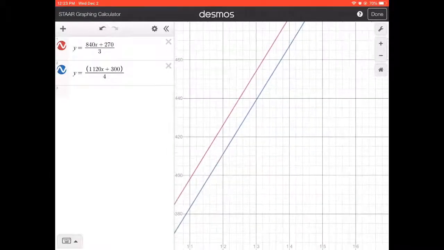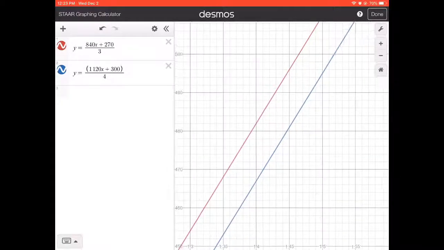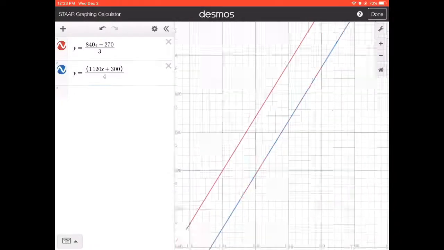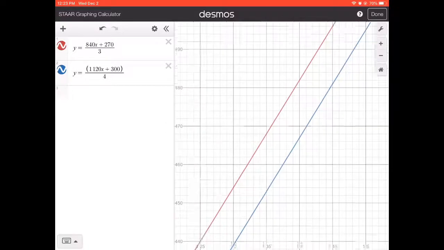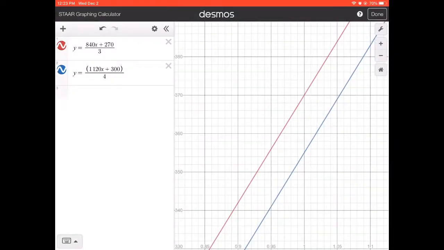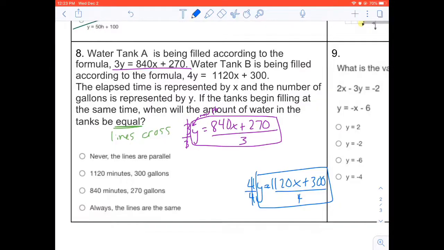And the lines are not getting any closer together as I scroll. So that means that they're not ever going to cross because they are parallel. So when we look back at this question, we have choices. And it says, when are they equal? And the answer is never. The lines are parallel.